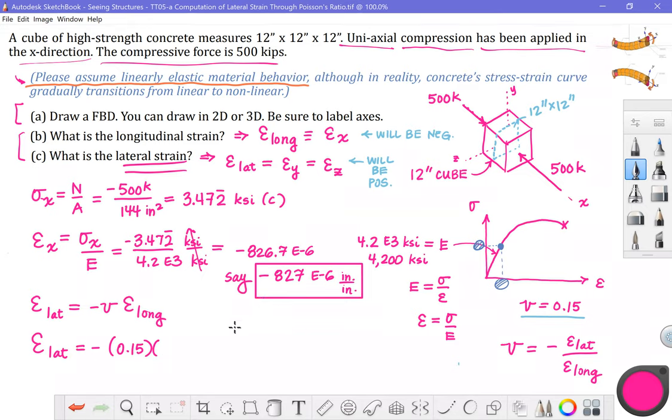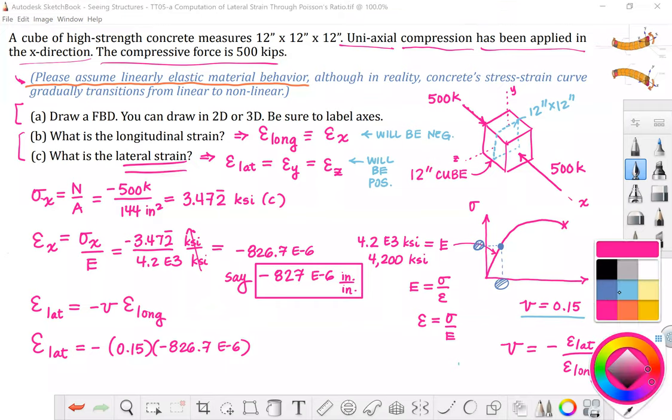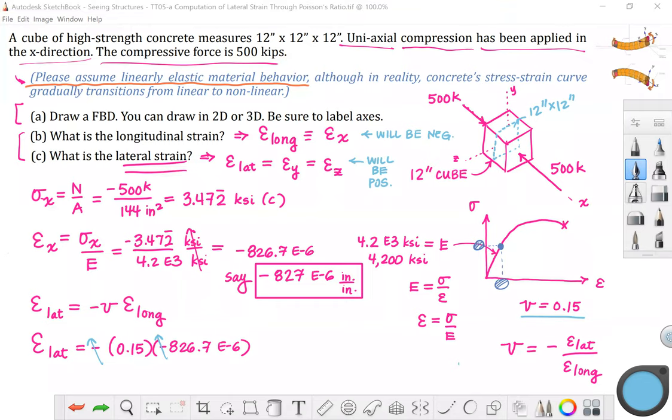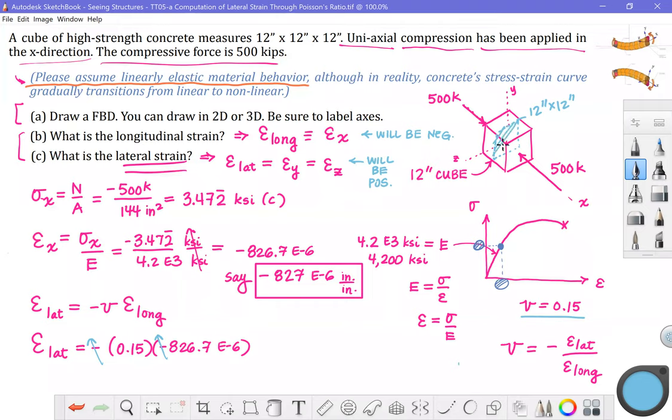Plug in our longitudinal strain that we just calculated. And here I want to make sure I do grab those 4 sig figs, because I want to report a final accuracy of 3. Here we've got 2 negative signs. Of course, those are going to cancel out for us. We will get a positive value as we predicted. So our lateral strain is showing that this cross section, this 12 by 12 inch cross section here, is getting a little bit bigger. It's bulging out because of this compressive force in the x direction.